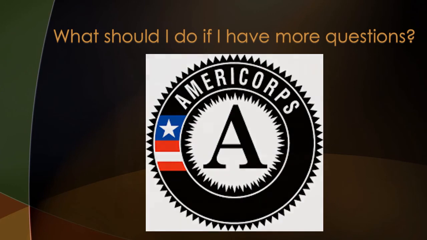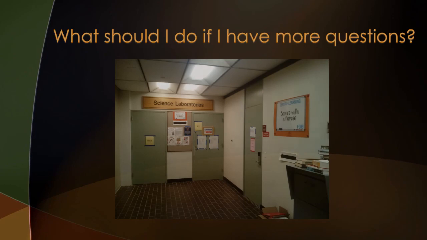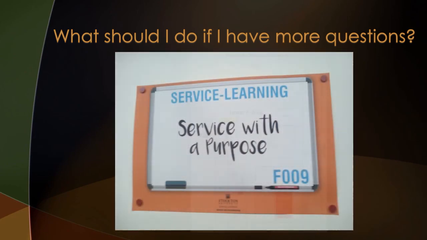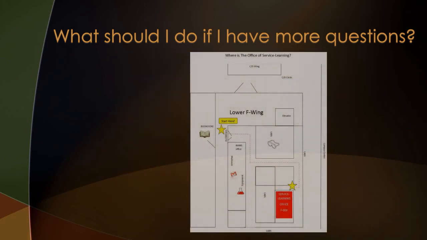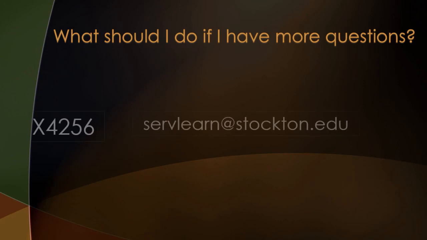You can find us in F009, which is in lower F wing by the bookstore and mailroom. We recognize that it may be tricky to find the first time. There are lots of signs, and here's a map. Also be sure to ask a friend where we are located. Lots of students have found us over the years. You can always reach out via phone. Our extension on campus is 4256. You can also email us at servlearn@stockton.edu. That's SERVLEARN@stockton.edu.